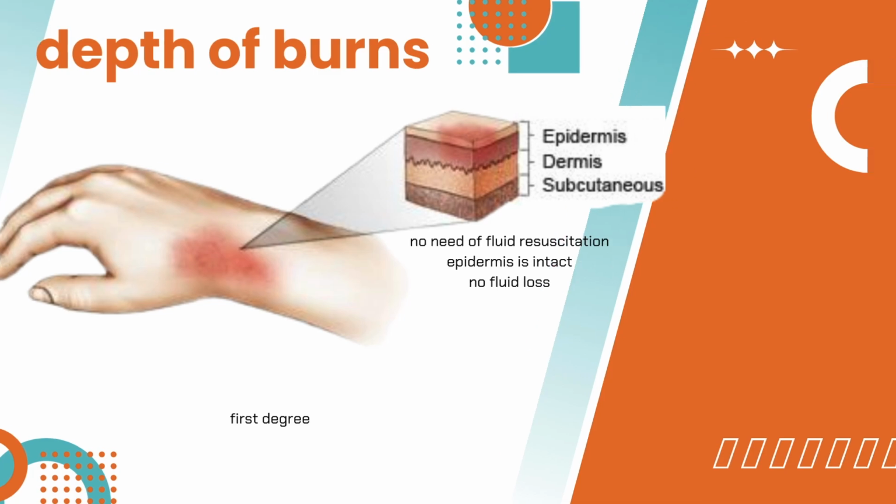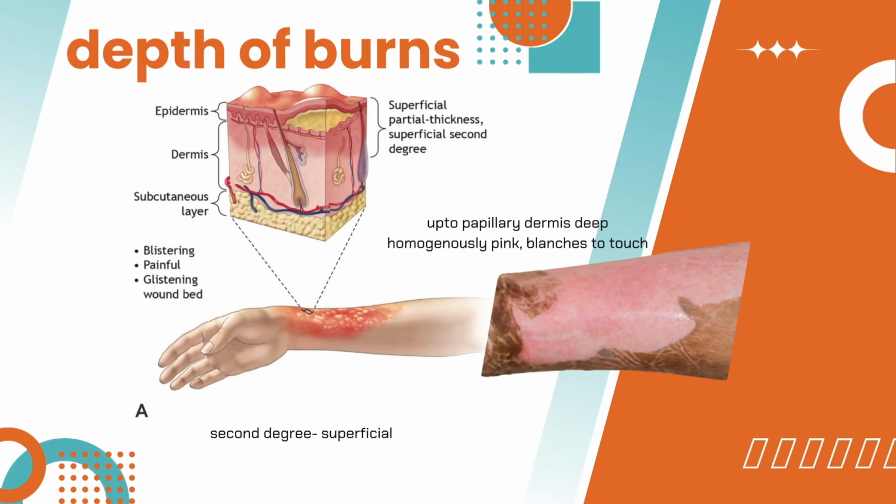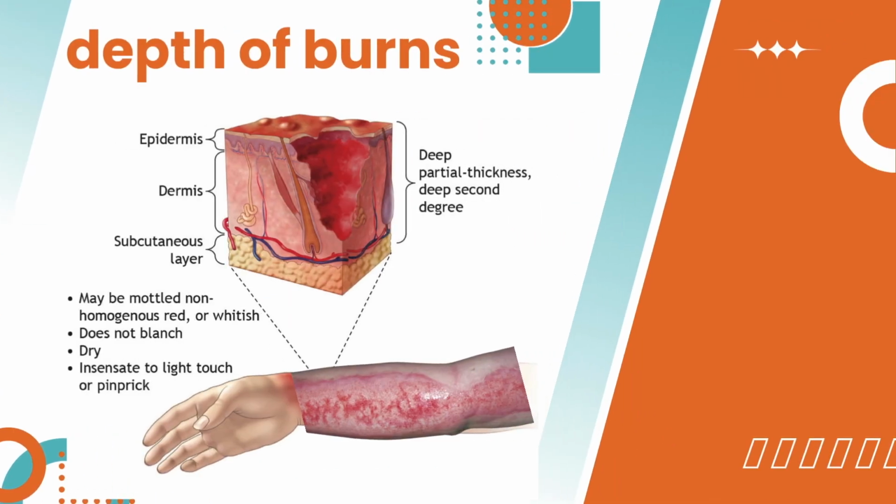Second degree burns now. So regarding second degree burns, when it is superficial, it is affecting only the papillary dermis part of the skin. So it is up to the papillary dermis, homogeneously pink and blanches to touch. Blistering can happen, which is painful, and the skin will be very glistening and the wound bed will be glistening. Again, second degree deep burns will be mottled with non-homogeneous red and whitish, and do not blanch to touch, and are dry and insensitive to light touch or pinprick, and will involve the deep dermis level.